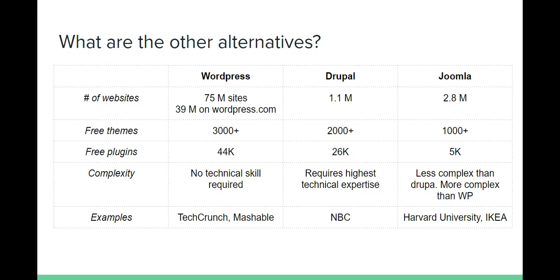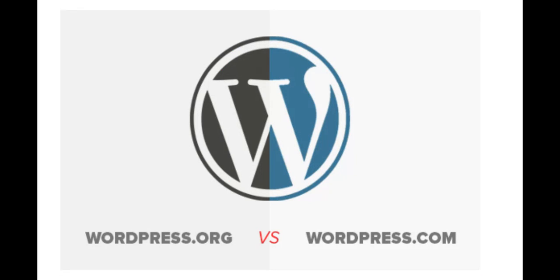TechCrunch, Mashable, a lot of popular websites are using WordPress. NBC's website uses Drupal. Joomla is used by Harvard University, IKEA. So again, depending on whichever platform you choose, they're definitely used by large organizations.